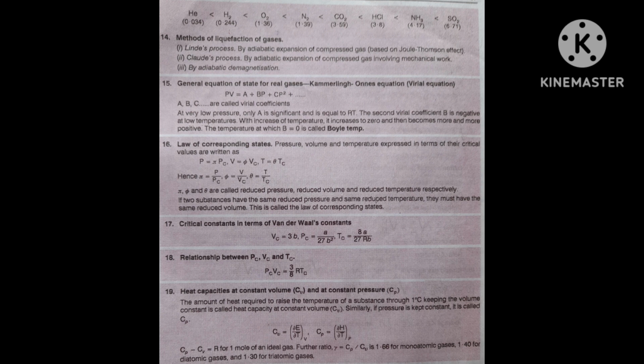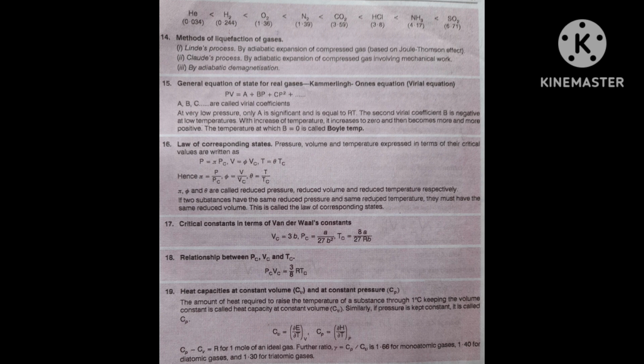How are Pc, Vc and Tc related? This is also a very, very important question. This question is also asked in examination. Relationship between Pc, Vc and Tc, all three: Pc into Vc is equal to 3 upon 8 RTc. See, again I am repeating, Pc into Vc is equal to 3 upon 8 RTc.